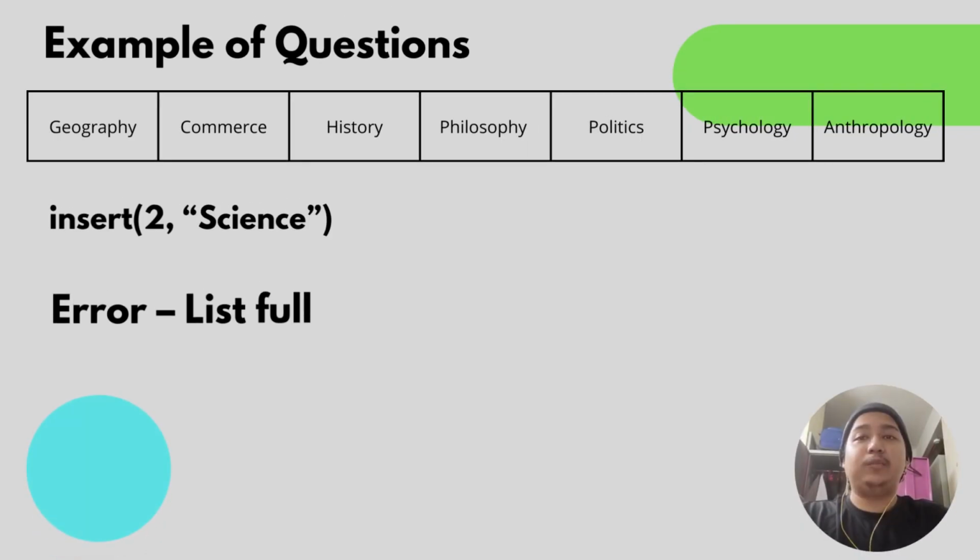The next operation is insert science into address 2. Before this, when we inserted commerce, the list became full, so there's no empty space left, and there will be an error because the list is full.